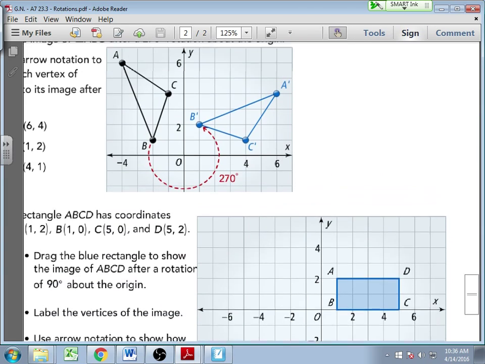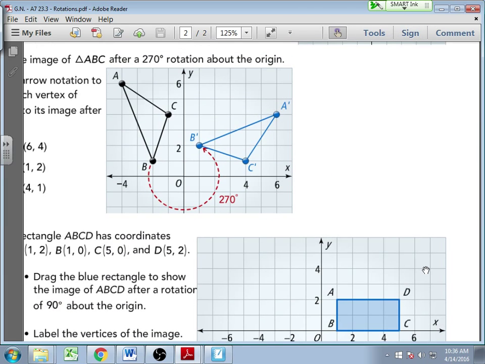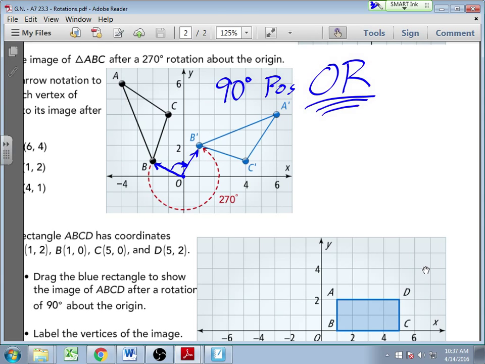Is this making sense? Do we have any questions or concerns? So notice this rotation from B to B prime. What sort of angle does this look like? 90 degrees. So I could phrase this as a 90 degree negative rotation, or a 270 degree positive rotation. If I go from B to B prime in the positive direction, it's actually 270 degrees.